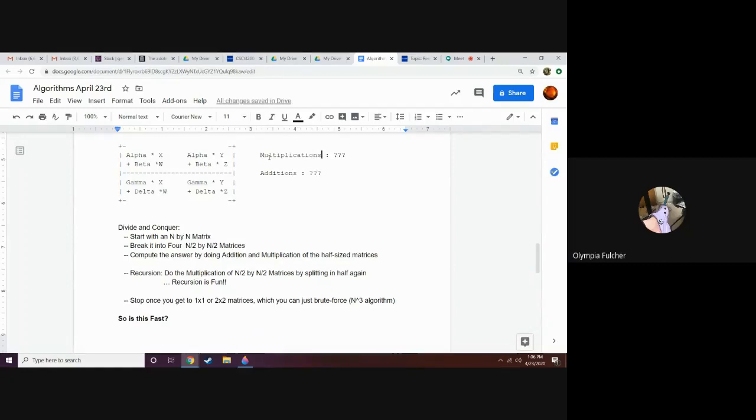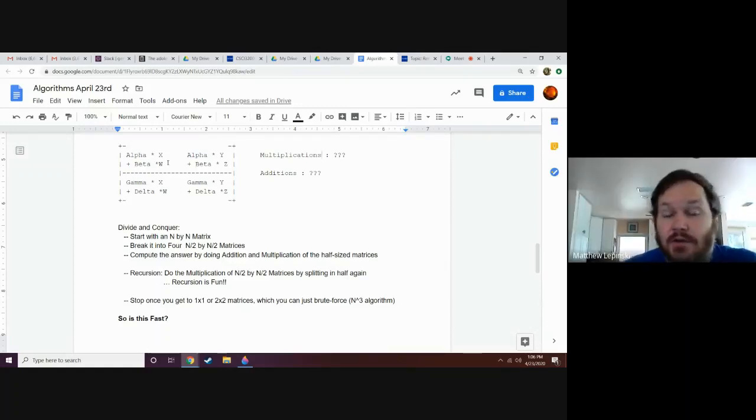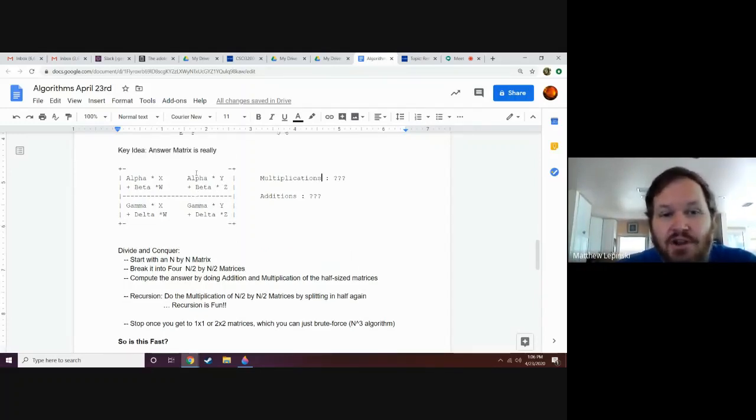Well, for a 4x4 matrix, we did two multiplications. So I would assume that for any matrix of size n, we would be doing n divided by two multiplications, maybe? Let me see if I can clarify here. Thank you. This is why I really appreciate people speaking up, because it helps me realize where I haven't been clear.